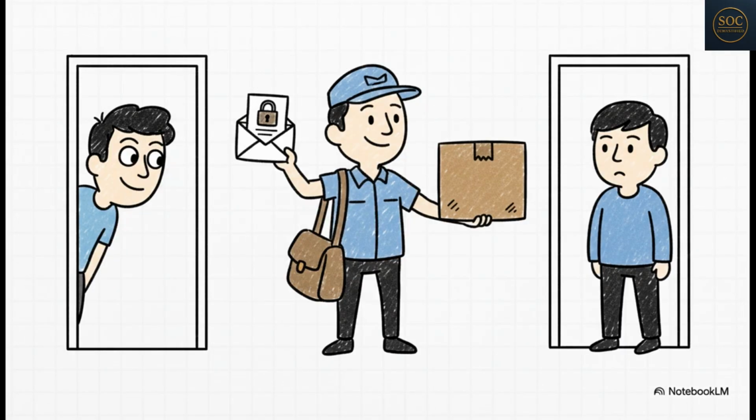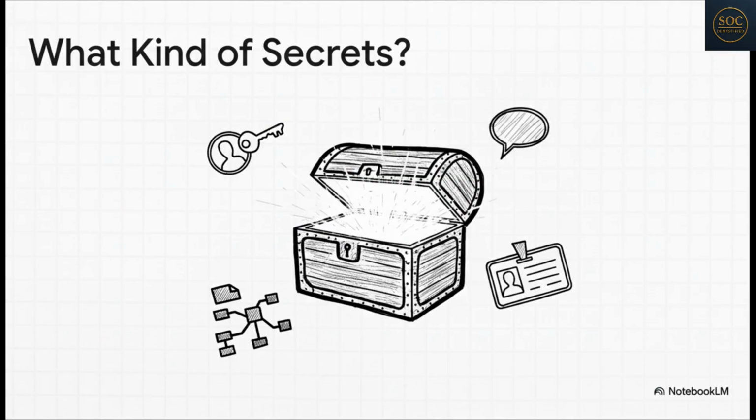Here's an easy way to think about it. Imagine your mail carrier is delivering a package to your neighbor, but when they do, they also accidentally show your neighbor a private, sealed letter that was meant only for you. The mail carrier is the software. The package is the data it's supposed to send, and your private letter, well, that's the secret that just got exposed.